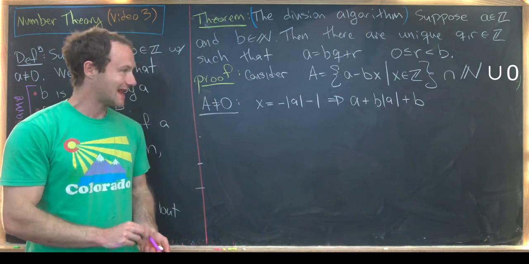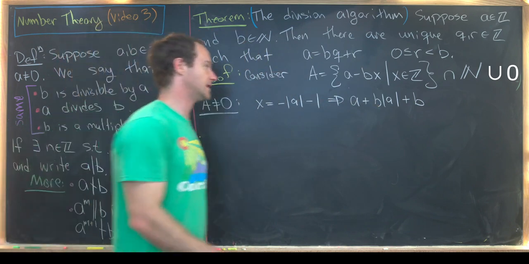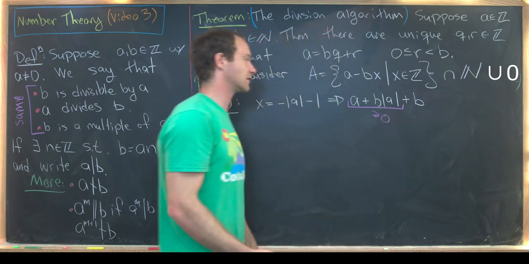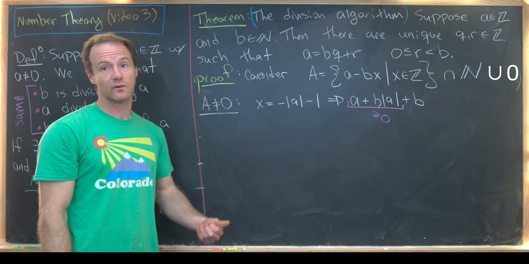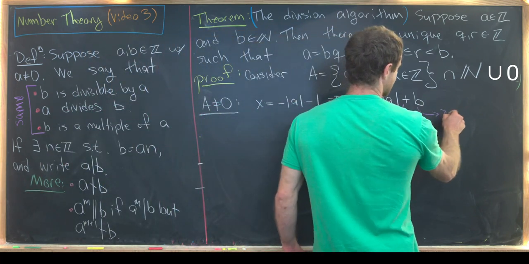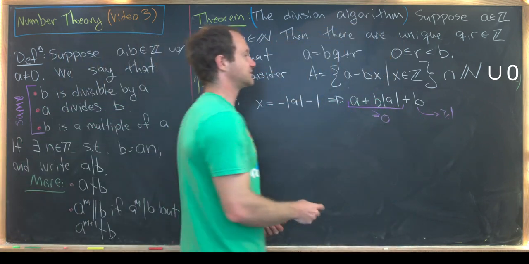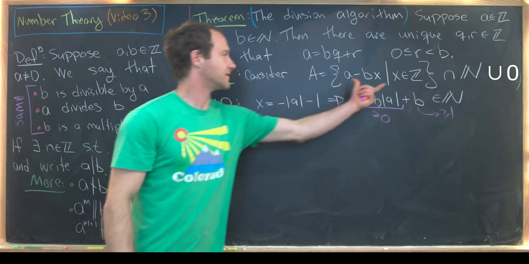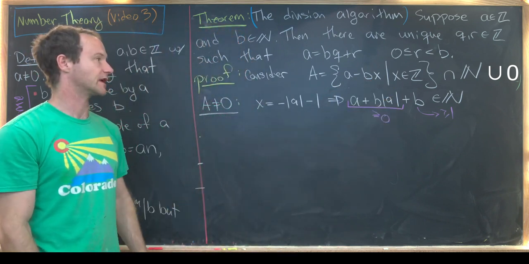Okay. But now, since b is a natural number, it's bigger than or equal to 1, which tells us that this bit right here is bigger than or equal to 0. If a is negative, then it in fact might zero out, but otherwise it'll be positive. But this b being a natural number means that it's bigger than or equal to 1, which means the whole thing is bigger than or equal to 1, which means the whole thing is also a natural number. So by its form, it's in this set, and then by our construction, it's a natural number. So we're good to go there.